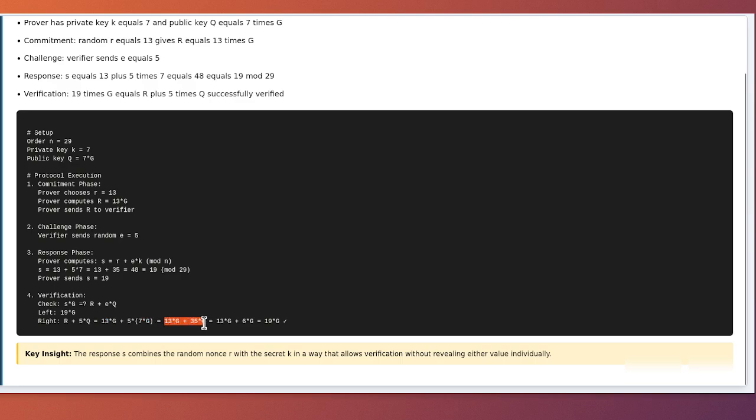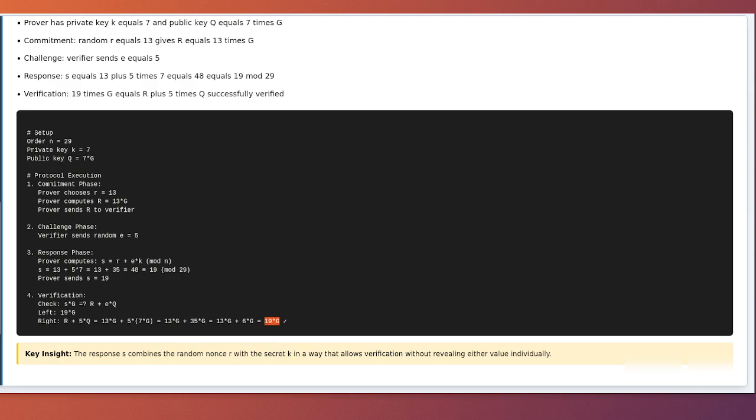Since we are working modulo 29, 35 times G equals 6 times G, because 35 modulo 29 is 6. So, the right side becomes R plus 6 times G. We know that R equals 13 times G. Therefore, the right side equals 13 times G plus 6 times G, which totals 19 times G. Both sides now equal 19 times G. Thus, the equation holds, and the verifier accepts the proof.